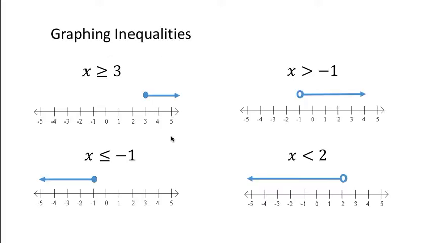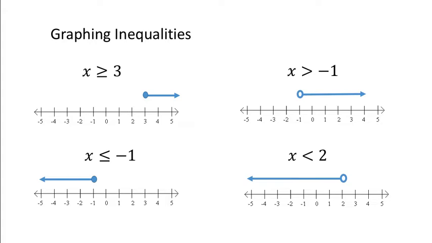What we know about inequalities, right? If we've got x is greater than or equal to 3, we put a solid dot on 3 and we go up. Same if we have x is greater than -1, so not equal to, we put an empty dot and then go up. And here's the less than versions of that. So that's how we draw inequalities in one dimension.